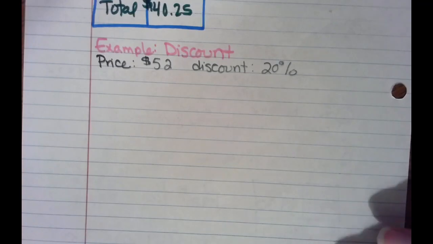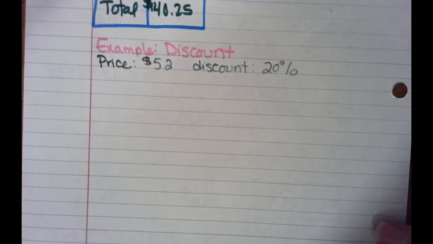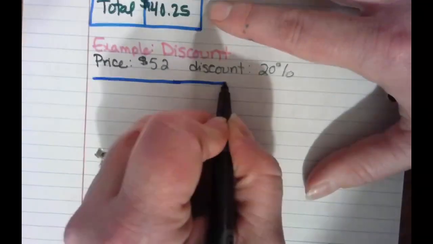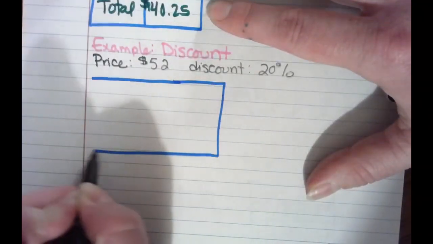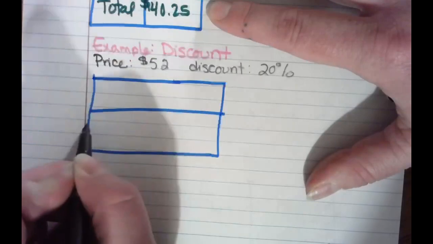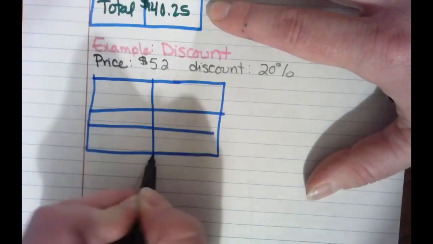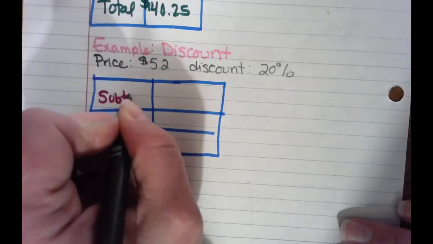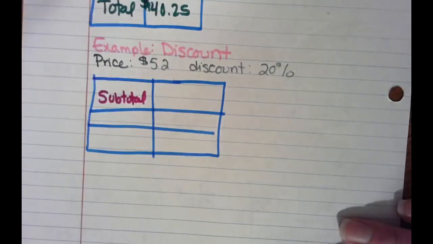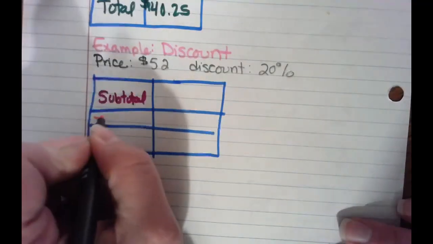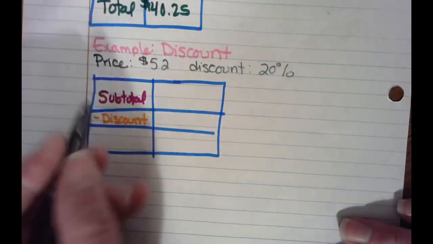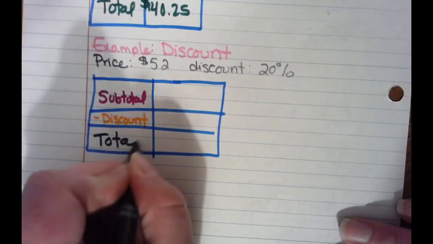Okay, what if I have something that is $52 to begin with, and I'm going to get a discount on it? All right, well, we're going to draw our table and see if I can finally remember to draw it wide enough this time. Okay, so we're going to take a discount on this. So, remember, this is our subtotal. Then we're going to subtract a discount, which is going to give us our total.